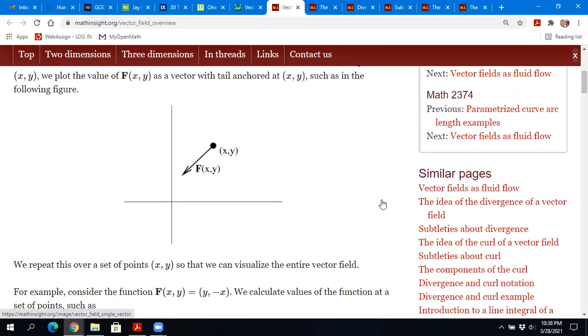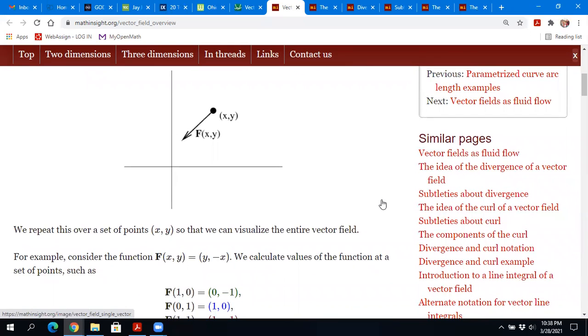Okay. Now I will say that on this website they use just regular old parentheses here. That's fine. But sometimes, just to emphasize the fact that you think of this thing as a vector output, you can put angled brackets around that, or you can write this as yi minus xj, okay, and that would be your vector field. And you would draw these vectors emanating from the input point (x, y). So let's do that for a few of these.